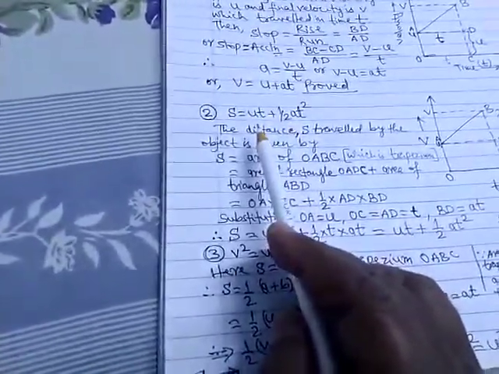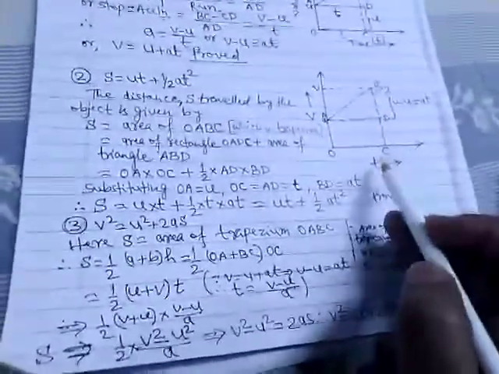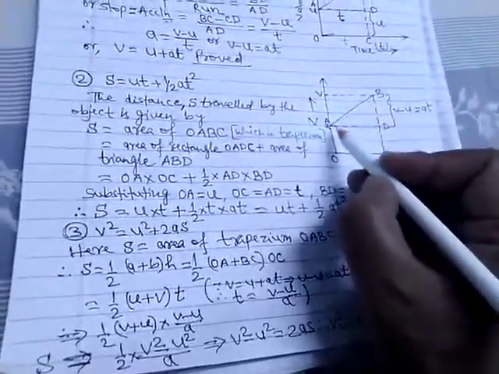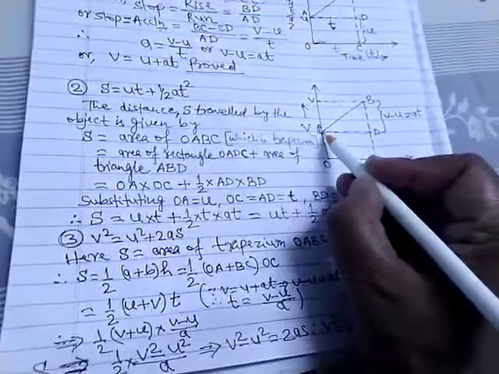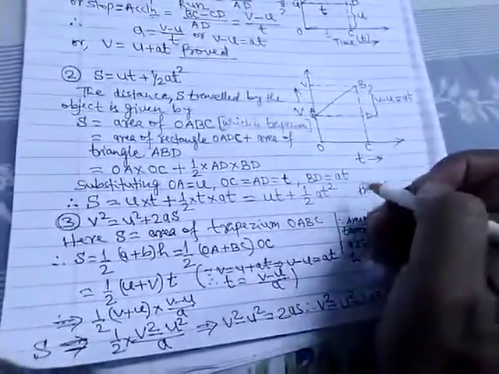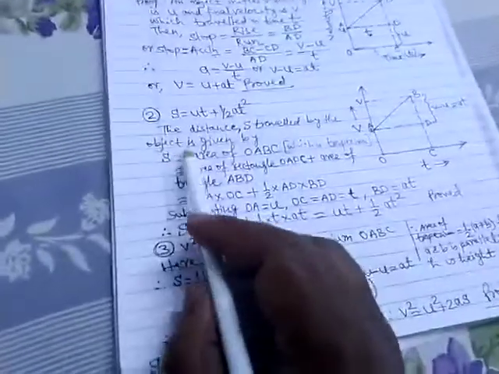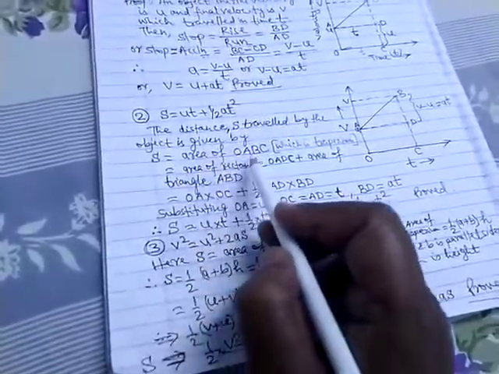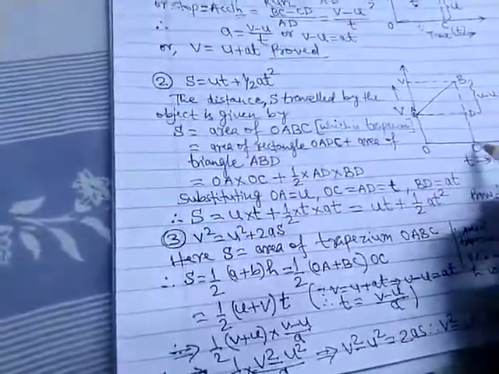Similarly, the second equation is s is equal to ut plus half at square. For proving this also I have drawn a graph like this. Here is time t and velocity. In the same way the object is moving from here, with initial velocity u, final velocity v, and time taken t. So the distance s traveled by the object is given by the area of OABC. This whole area is called distance.